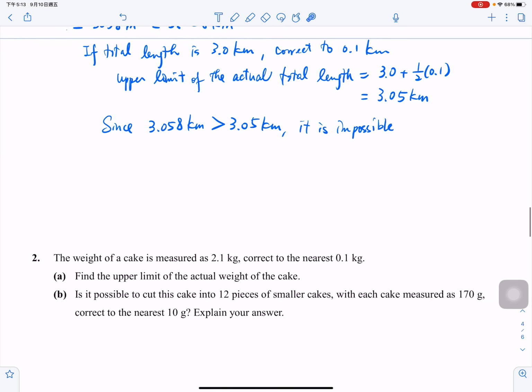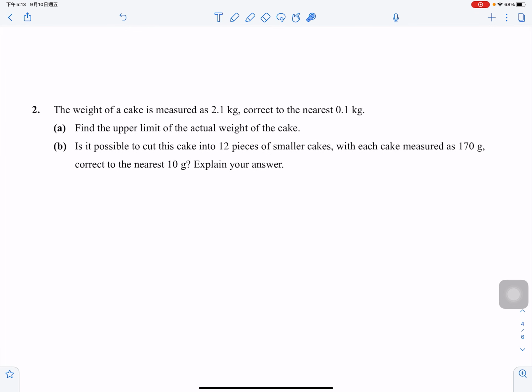Okay. Have a look, one more example. Number two. Have a look. This one is also like the DSE question. Part A. The weight of a cake is measured as 2.1 kilograms, correct to the nearest 0.1. Find the upper limit of the actual weight of the cake.